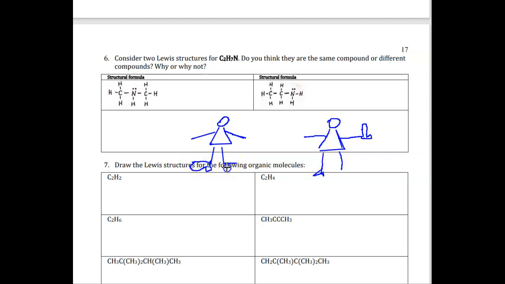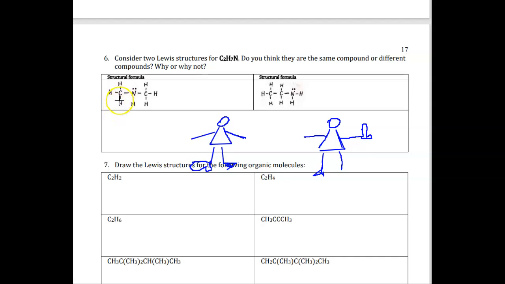Okay? They have the same number of arms, legs, hands, bodies. Are they the same? No, they're not. Like these organic compounds, they have the same molecular formula, but they are different because the arrangement, the order of bonds, is different.